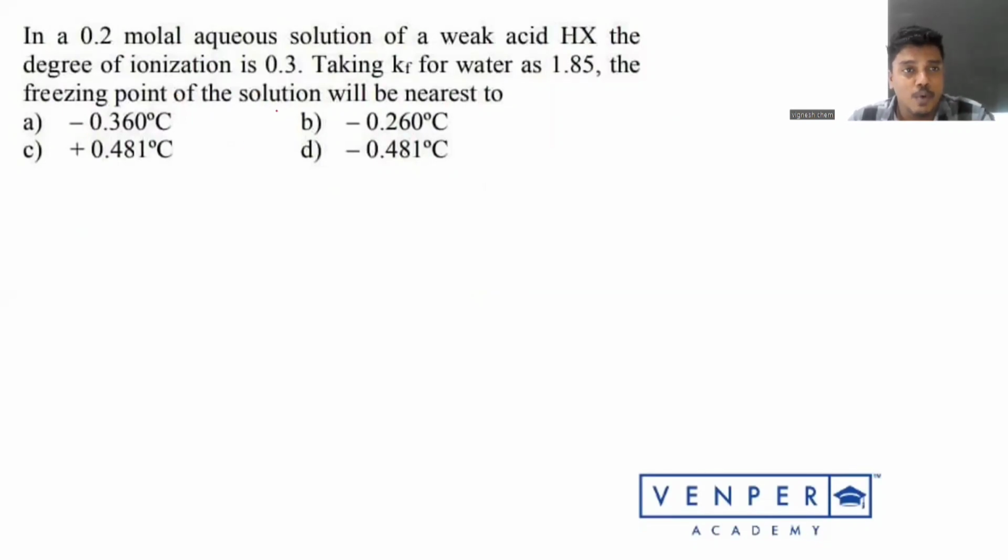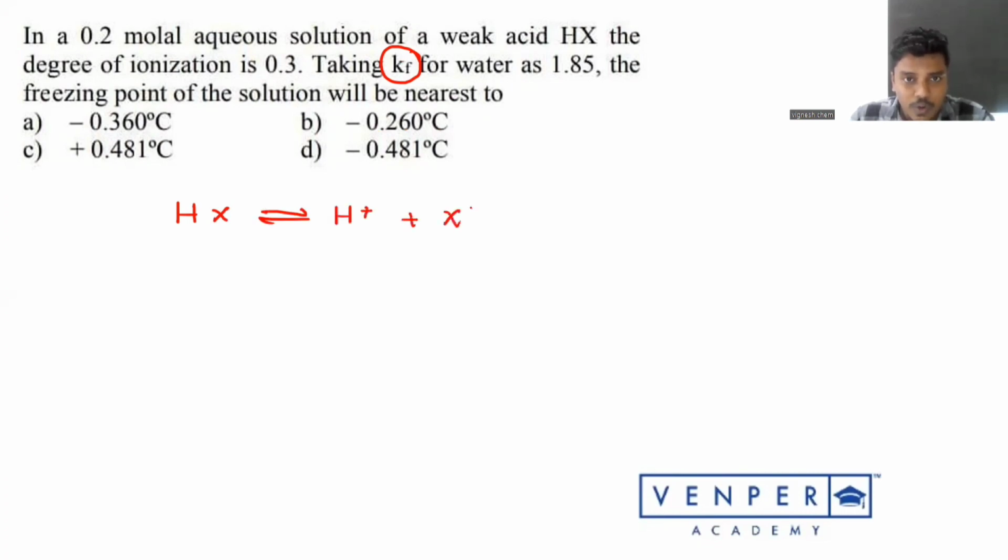A molar aqueous solution of weak acid HX, the degree of dissociation alpha is given as 0.3. Taking Kf, the freezing point constant, for water as 1.85, they are asking for the freezing point of the solution. Now see, HX undergoes dissociation. What does it form? It forms H plus and X minus.